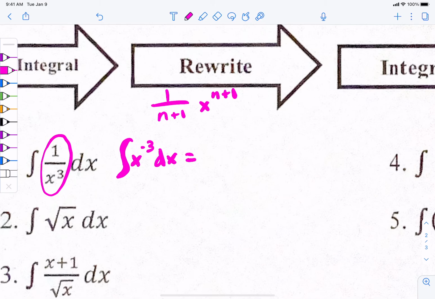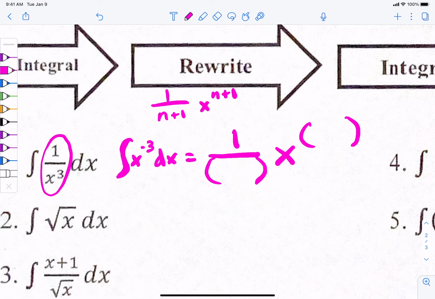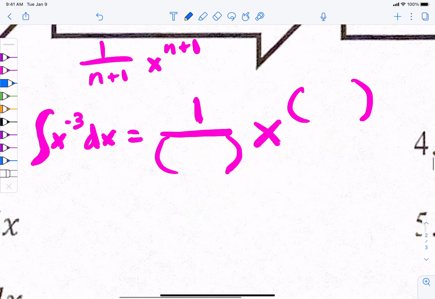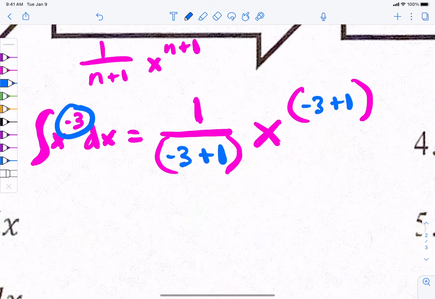So let's do this real quick. This part right here: 1 over n plus 1, x to the n plus 1. Those are the pieces. What's your n in this case? Negative 3. So I take 1 over negative 3 plus 1, x to the negative 3 plus 1.